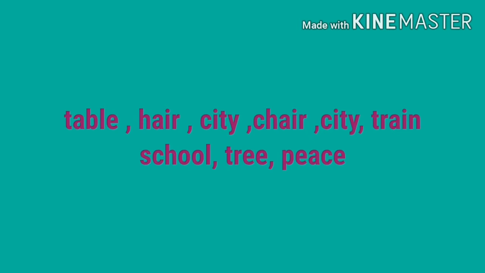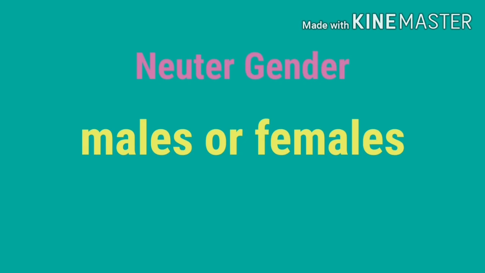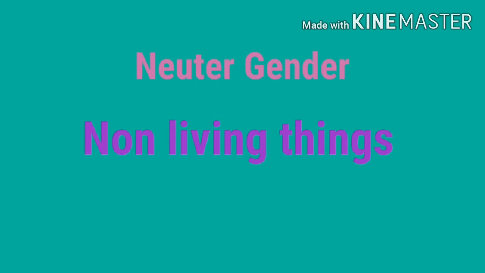Okay. So a noun that denotes a non-living thing is said to be of neuter gender, since they cannot be categorized as males or females. So we put them under a separate category, that is neuter gender. All non-living things come under this category.